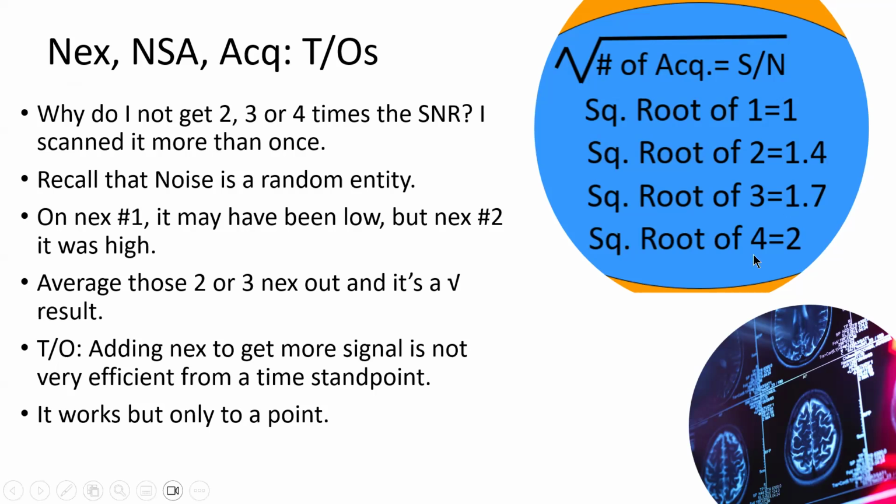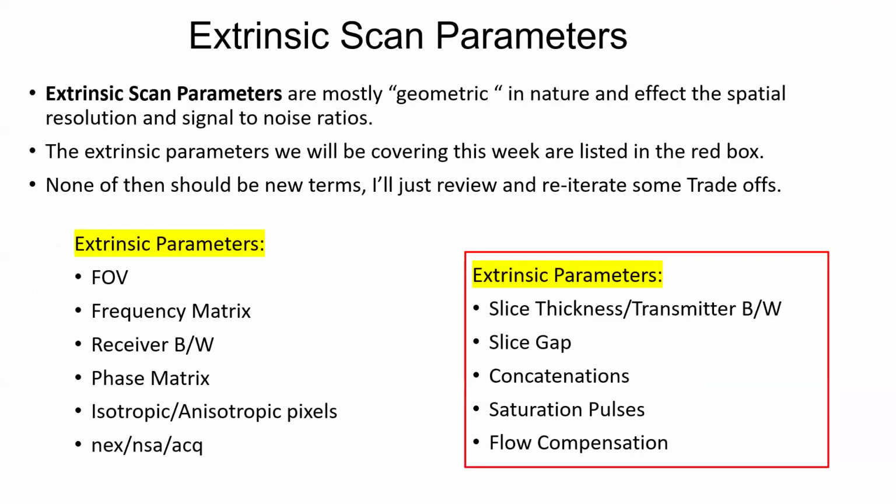So you'd have to go up to the 4, which is a square root, gives you 2. So you would double your signal to noise by going from 1 to 4 NEX. All right. So far, so good, guys.